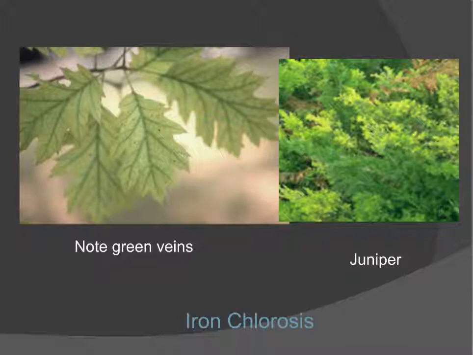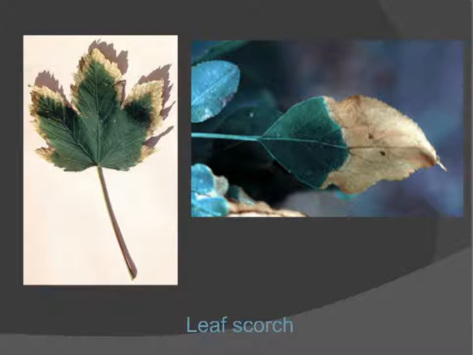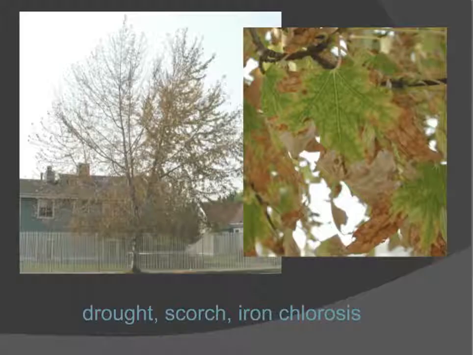Leaf scorch, the necrosis or dying tissue is around the tips or the edges of the leaf. And then you can have all three. You can have drought, scorch, and iron chlorosis all together as one. This tree, I took a picture of it 3 or 4 years ago, and it's no longer there.